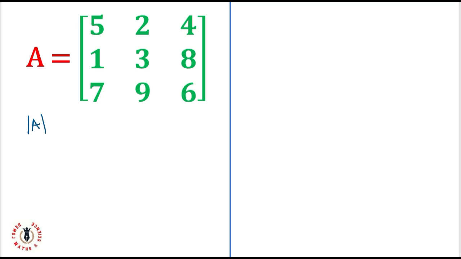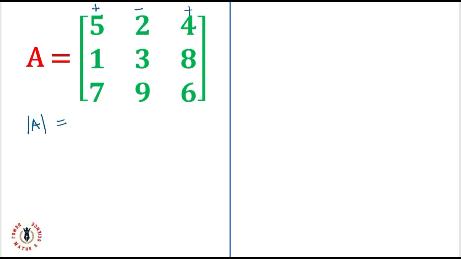Now, the determinant of matrix A will come from this. First, assign signs to the first row of this matrix. This will be plus, minus, and this will be plus. We pick the minus. Now we pick the minus of the elements of the first row of this matrix.